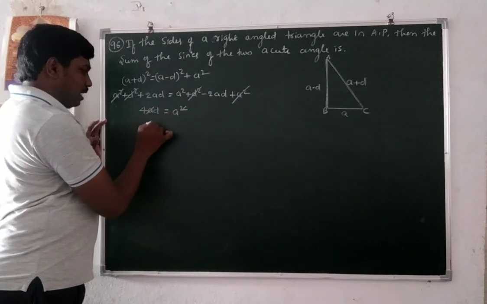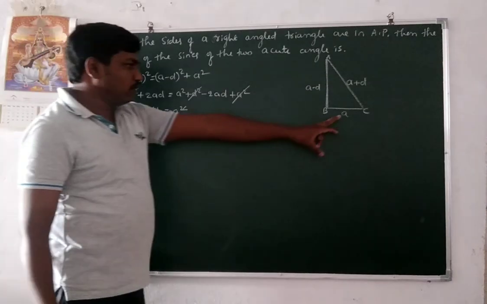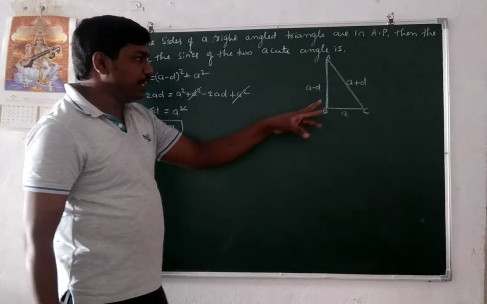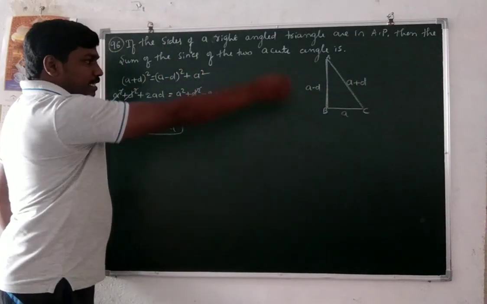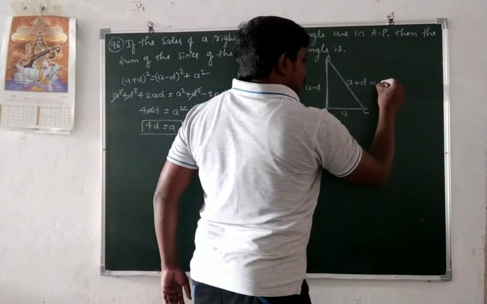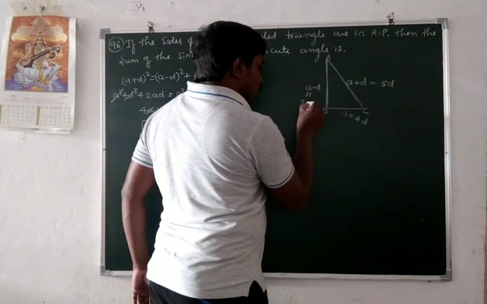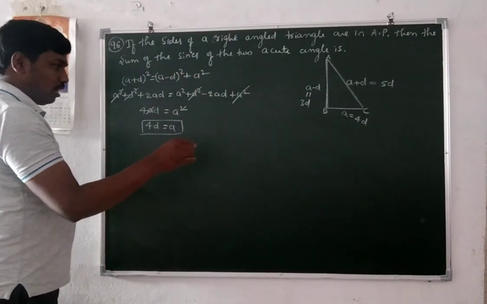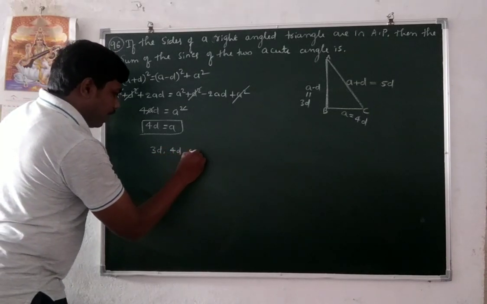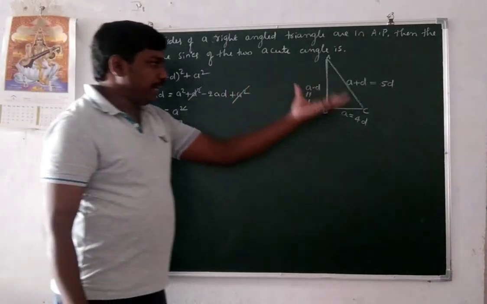So one a cancels. So then 4d is equal to a. So then, what is a? a is 4d. So then a minus d, a is 4d, 4d minus d is 3d. So then a plus d is 5d. So the sides of the triangle are, a plus d means this is 5d. So a is equal to 4d, and a minus d is equal to 3d. The sides of the triangle are 3d, 4d and 5d.